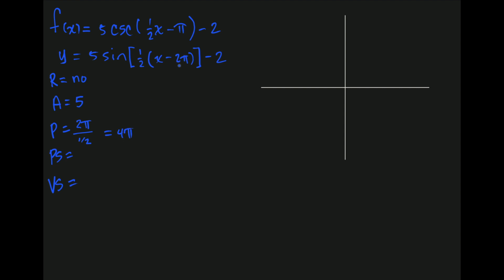Phase shift, 2 pi. Opposite of what we see after we factor. We see a minus 2 pi. Phase shift is opposite of what we see. Vertical shift, exactly what we see.